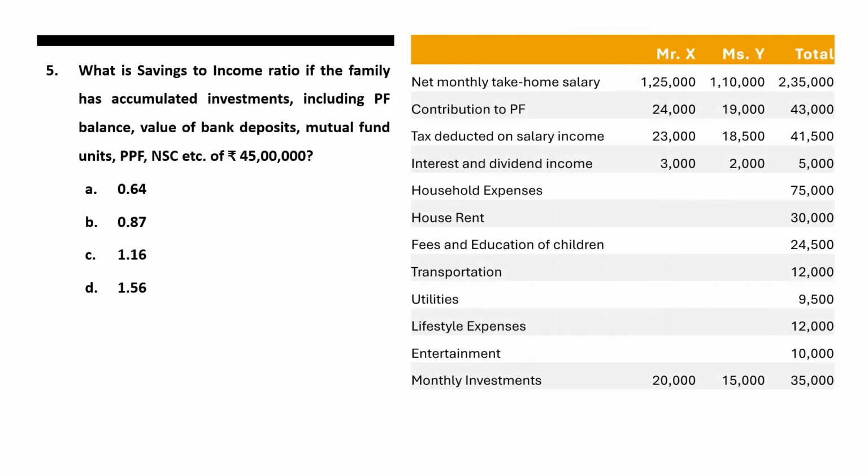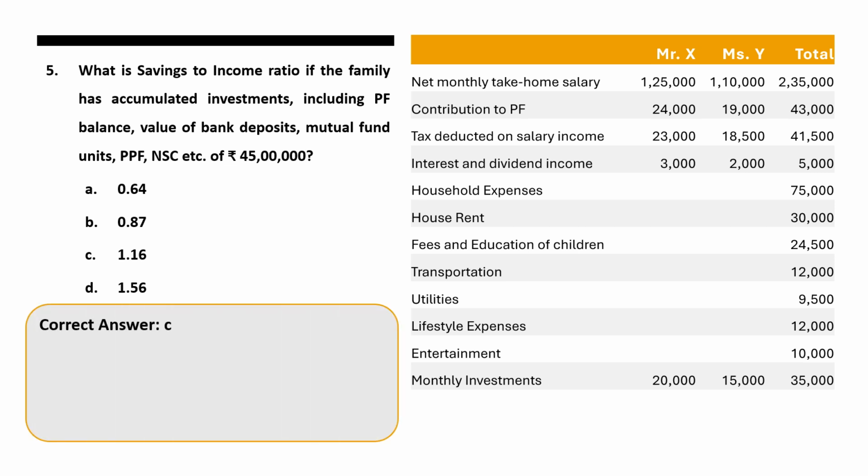and the information. So to calculate the savings to income ratio, we need two things. We need accumulated investments, which is already mentioned here, and we also need annual gross income. Now if you recollect, in question number 3 we already calculated the gross income. We just have to annualize this by multiplying 12. Okay, so here the correct option is C, which is 1.16. So savings to income ratio is 1.16. Now how we got this?